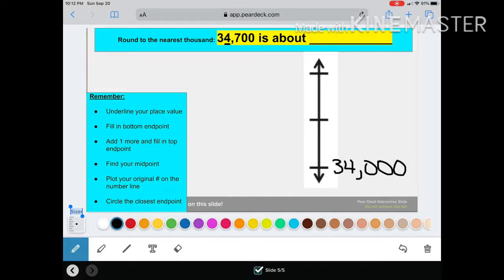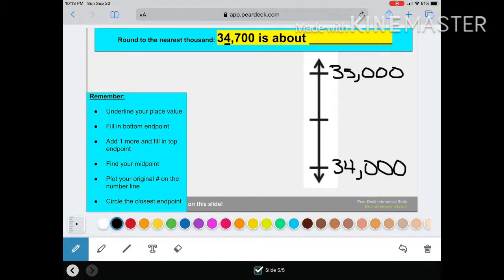What's 1,000 more than 34,000? We're adding one more to fill the top. 1,000 more than 34,000 is? Good job, 35,000. Then find your midpoint. Please don't stop.